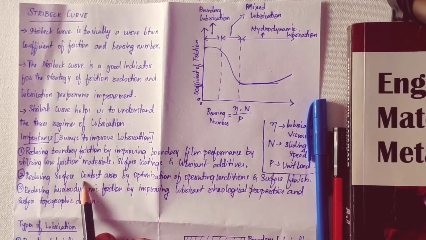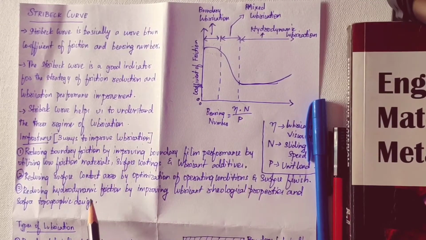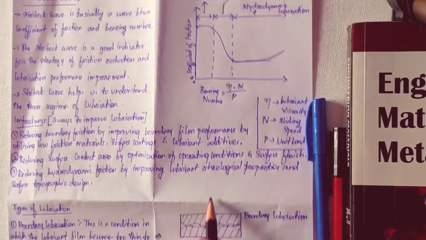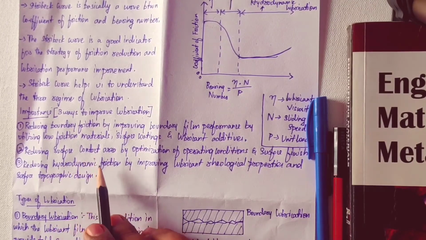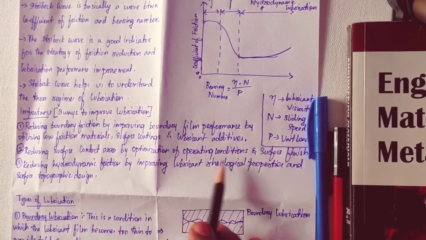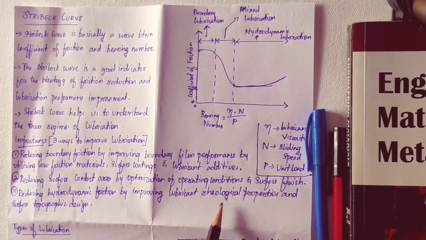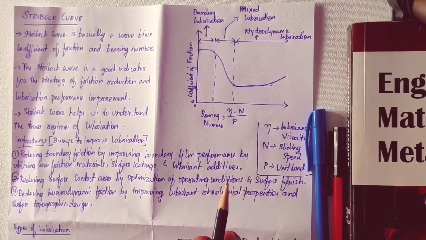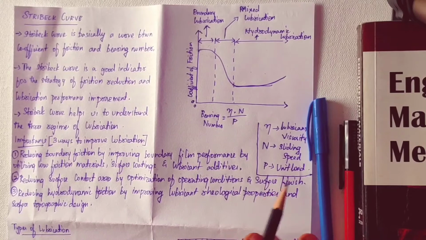The second point is reducing the surface contact area by optimization of the operation conditions and surface finish. But this is nothing but texturing the surface of the bodies which are in contact, that is, the interface of those two bodies. If you do some textures, it may be parallel textures or perpendicular textures. If you texture those bodies, there will be movement of the lubricant in those textures, which will increase the thickness of the oil film and decrease the coefficient of friction. So this helps in decreasing the wear rate.